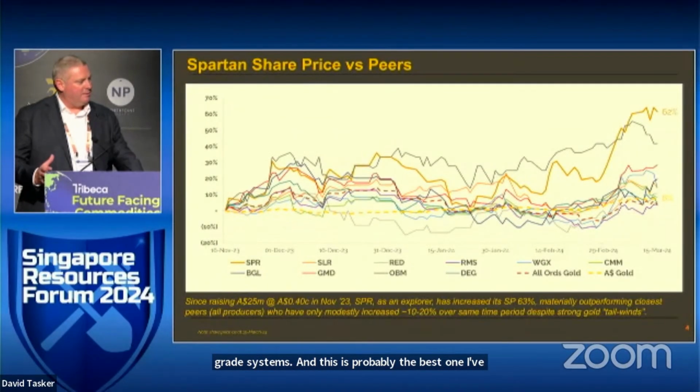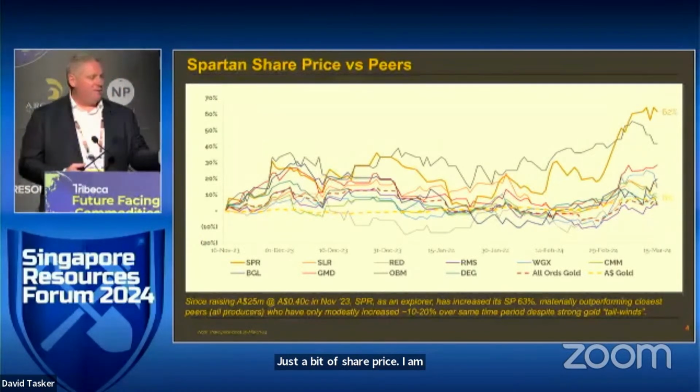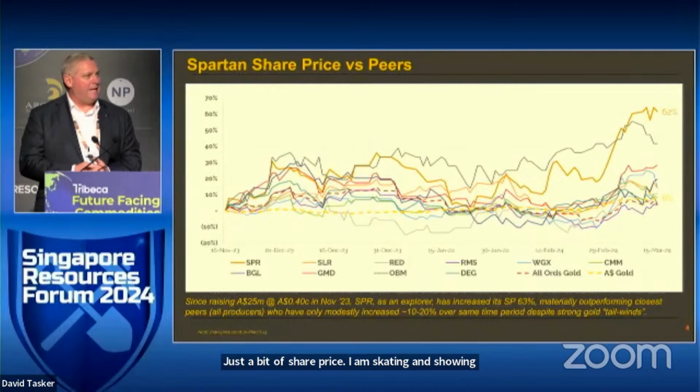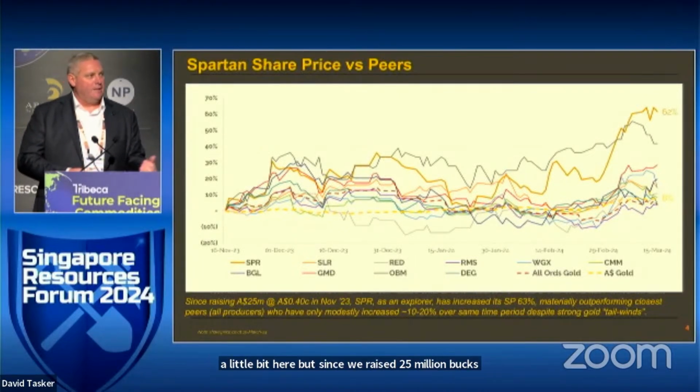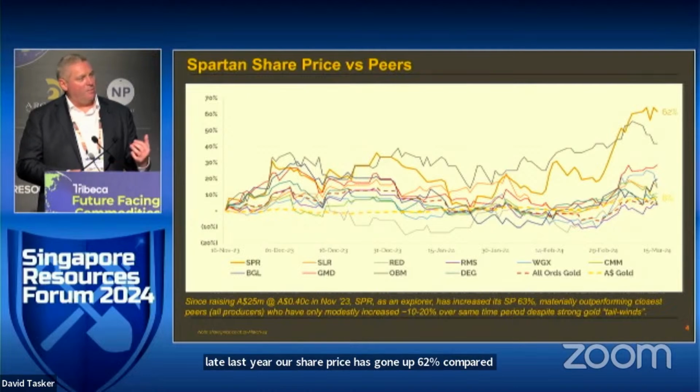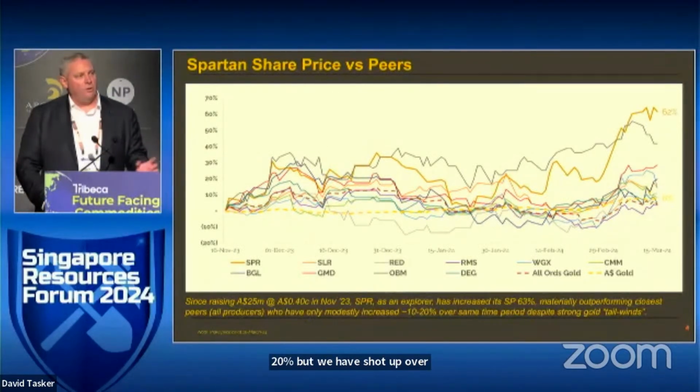Just a bit of share price. I am skiting and showing off a little bit here, but since we raised 25 million bucks late last year, our share price has gone up 62% compared to the rest of the market. The gold index has obviously moved with the gold price, and gold producers have moved sort of 10 to 20%, but we have shot up over 60%. So we're doing pretty well against our peers, all of whom are producers.